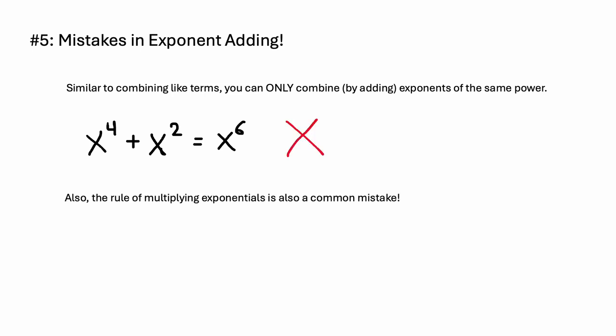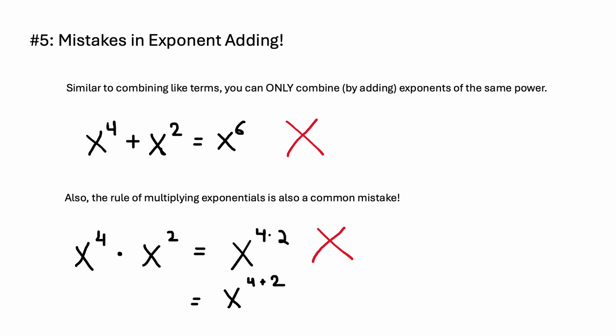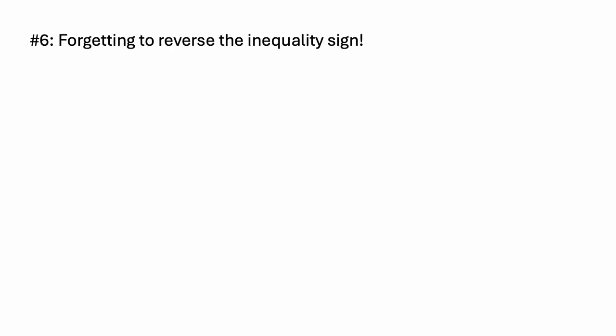And another common pitfall in exponents is messing up the rule of multiplying exponentials. For example, if you have x to the fourth times x to the second, you cannot write it as x to the 4 times 2 power. Instead, the rule states that it's actually x to the 4 plus 2 power. So yeah, that's another mistake.